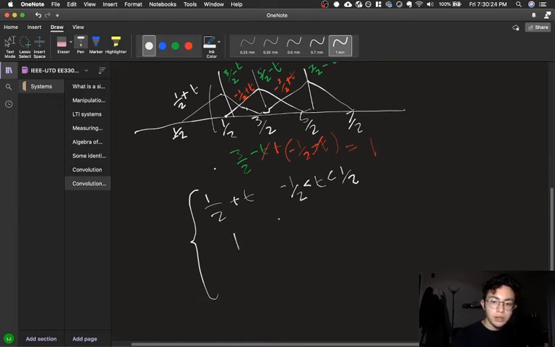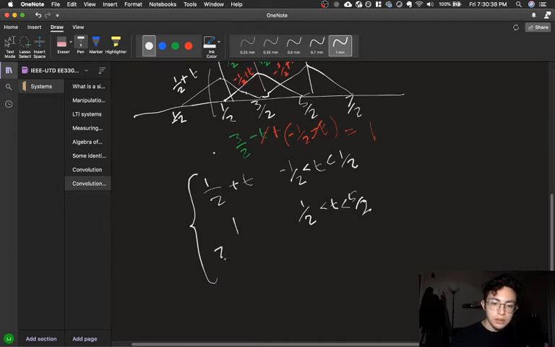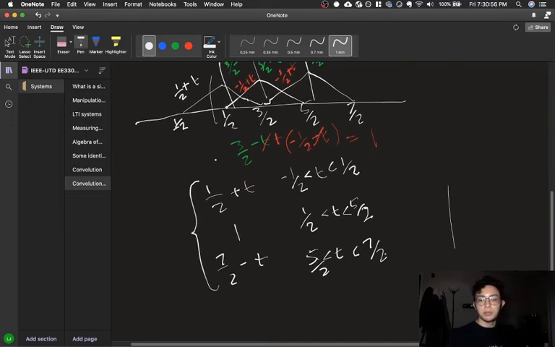It's going to be 1 from t is 1/2 to 5/2. And then it's going to be this final function, so 7/2 minus t, from 5/2 to 7/2. Right, so that's our final answer. It'll look something like a trapezoid.